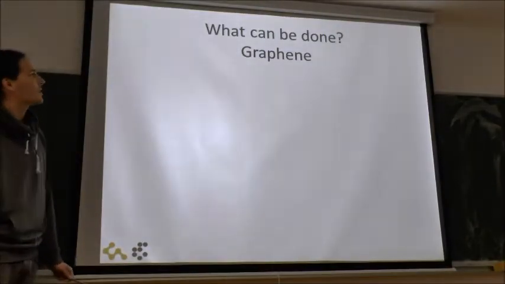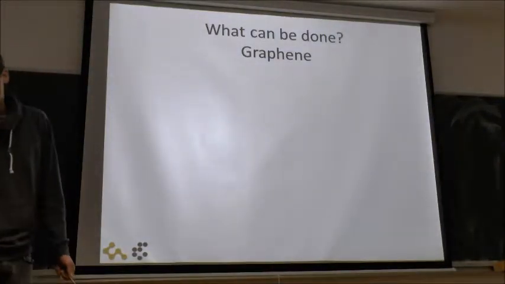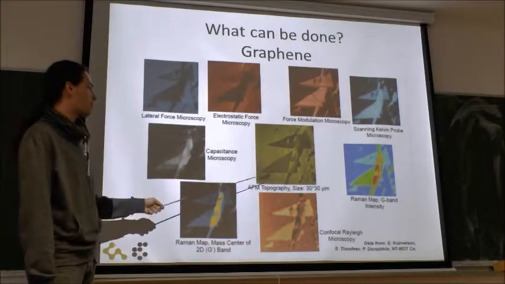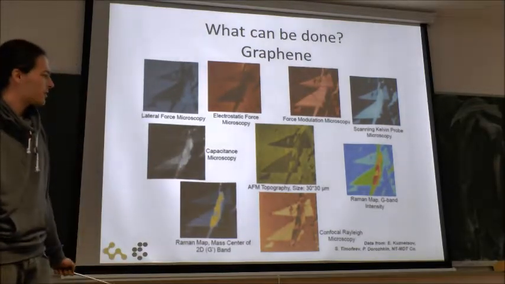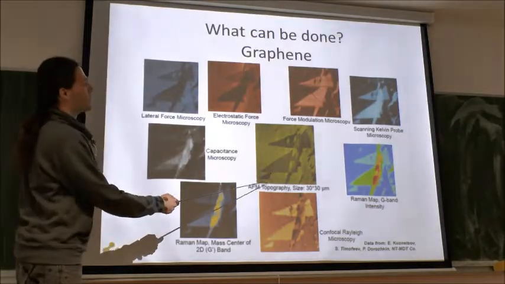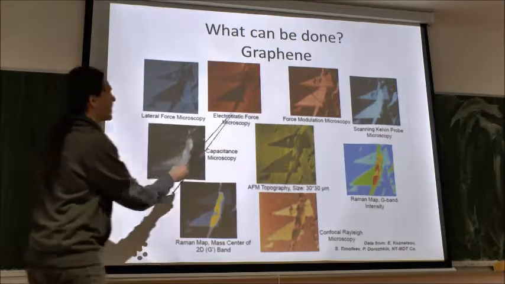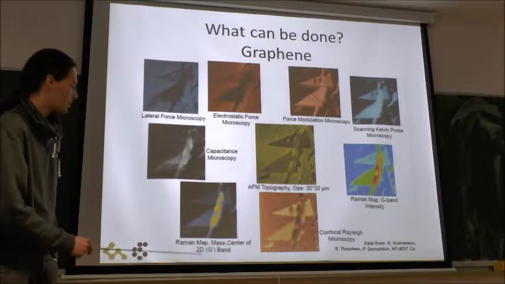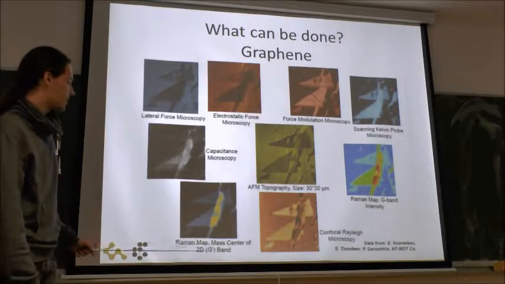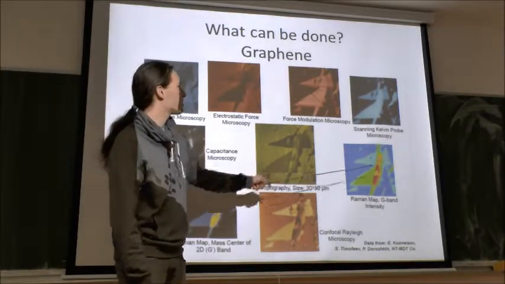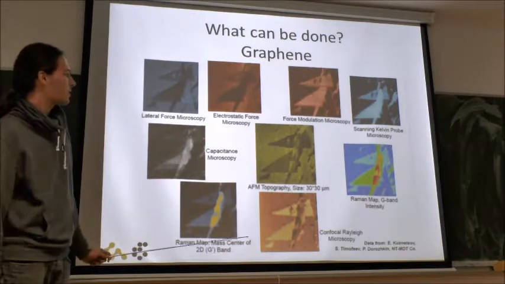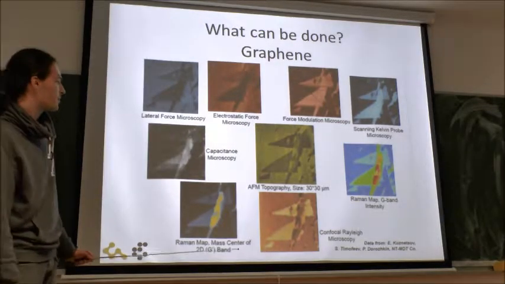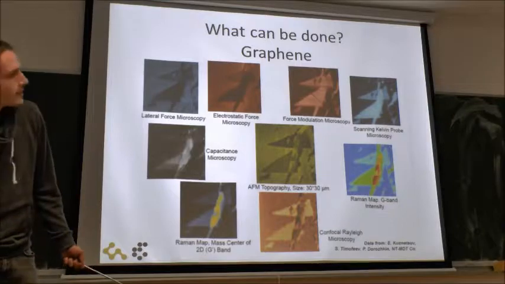Now I will show some pictures of what can be done. First of all, graphene. This is the topography. It's a 30 micron image, and we can do different types of AFM microscopy, such as Kelvin probe microscopy, and of course at the same time we can do the Raman map, and we can extract different bands in the Raman spectra. So we obtain a whole set of different images and data.